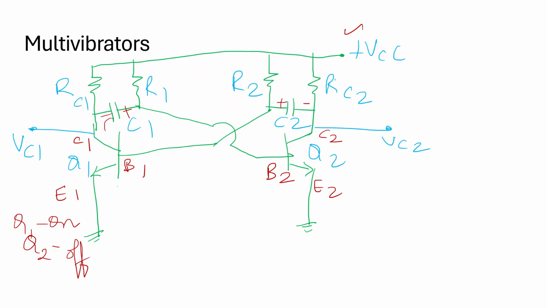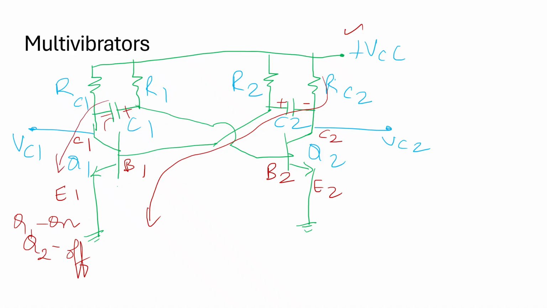This is mode 1. The voltage VCC drops across the RC1 resistor, and hence VC1 will be equal to 0 initially, and the point A is at ground potential, and VC2 is equal to VCC. Hence the capacitor C2 starts to charge in this manner, and the capacitor C1 discharges.